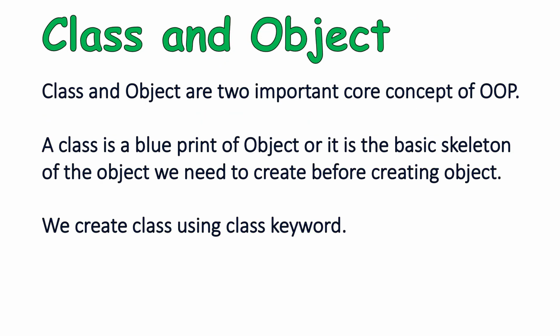Class and object are two important core concepts of OOPS. A class is a blueprint of object, or it is the basic skeleton of the object we need to create before creating object. We create class using class keyword. Let's understand with some coding demonstration.